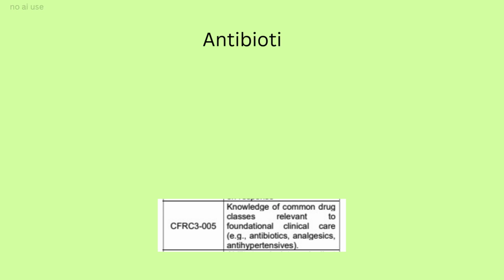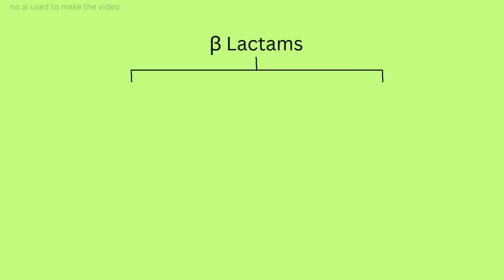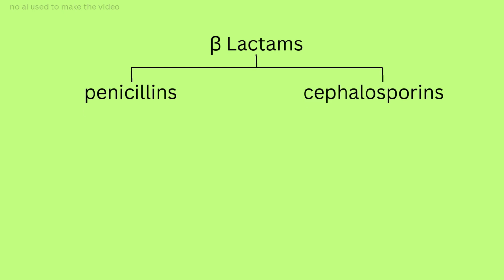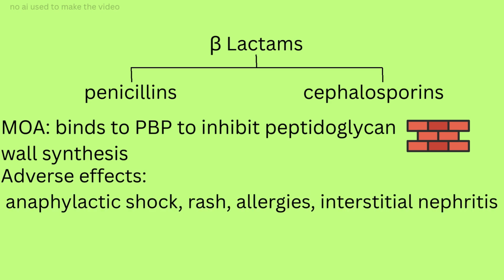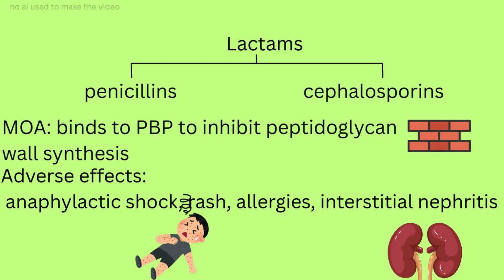So now we are going to talk about antibiotic classification. Firstly, we will talk about the major classification, then the adverse side effects as well as mechanism of action. Firstly, it's the beta-lactam, that is penicillin and cephalosporins. They stop the peptidoglycan cell wall synthesis by binding to protein binding sites and cause the cell lysis. Their adverse side effects are anaphylactic shock, rashes, allergies, and interstitial nephritis.